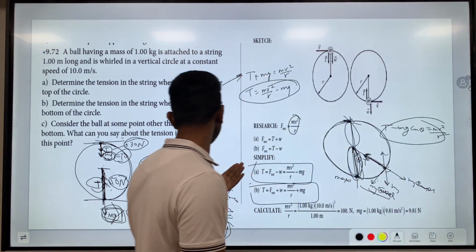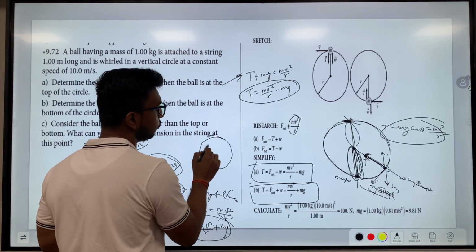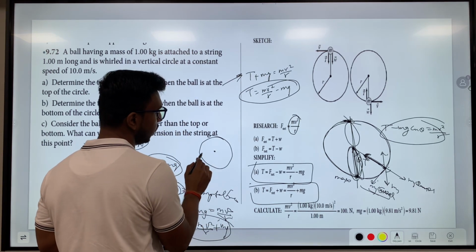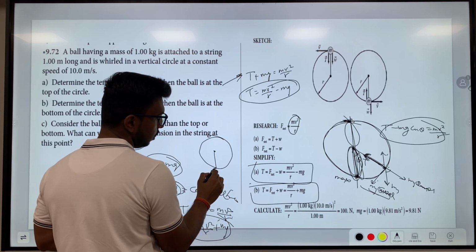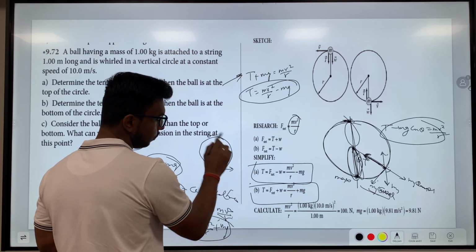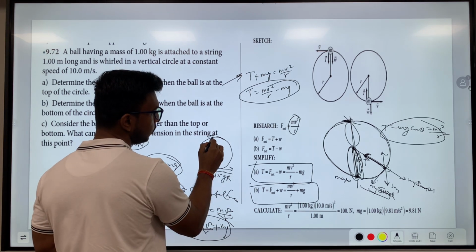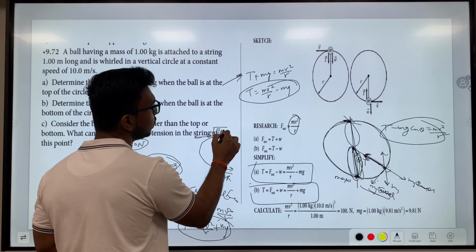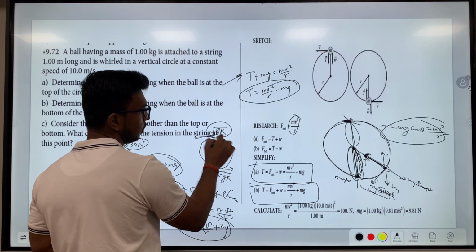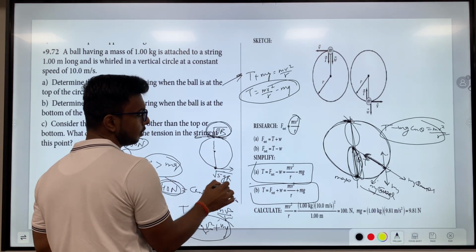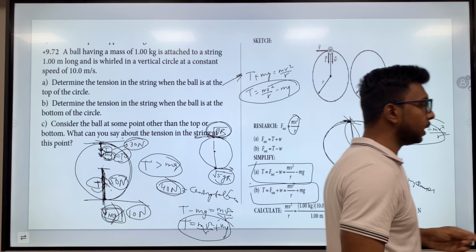Actually, it's a very interesting question. What should be the minimum speed for the vertical circle? You should know these values. The minimum speed for it to remain in the circle at the bottom point is root 5 gr, and at the top point it is root gr. You don't have to remember it, but you should know this, because at the top I require less tension and at the bottom I require more.